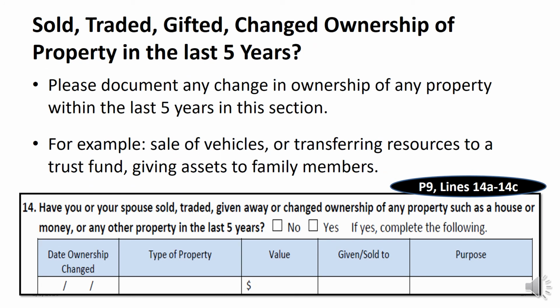Have you sold, traded, gifted, or changed ownership of property in the last 5 years? Please document any change in ownership of any property within the last 5 years in this section. This could be sale of vehicles, transferring resources to a trust fund, giving assets to family members, etc.